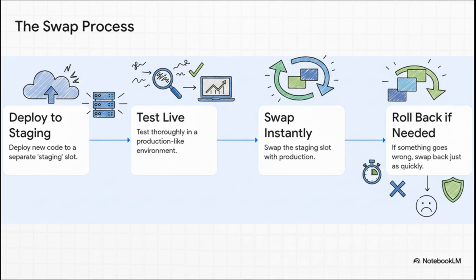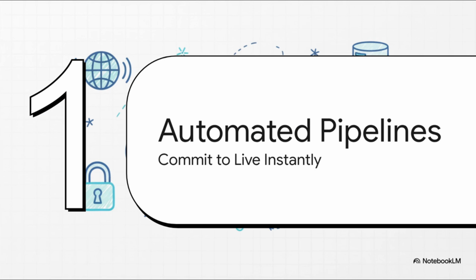First, you push your new code to a separate staging slot. This is a perfect live copy of your production site. You can test it, poke it, and make sure everything is perfect. Once you're happy, you hit a button and it instantly swaps places with the production site. And the best part, if you find a bug, you just swap right back. Absolutely zero downtime.